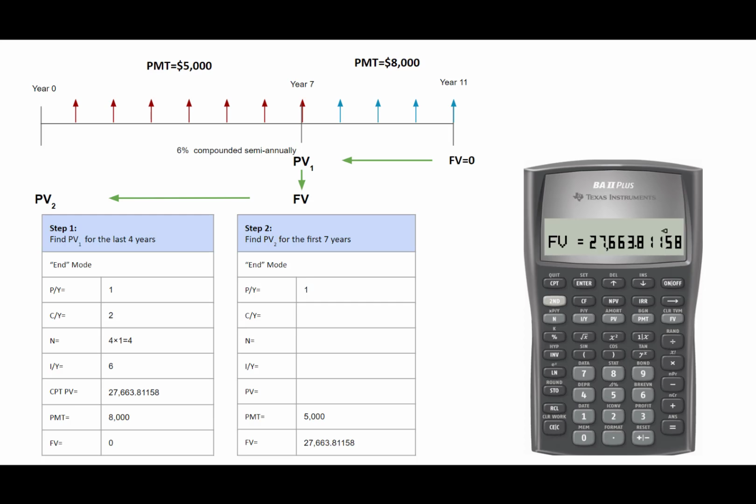Interest rate is the same as the first step. IY is 6, CY is 2. N is the number of years times PY. Therefore, 7 years times 1 equals 7.